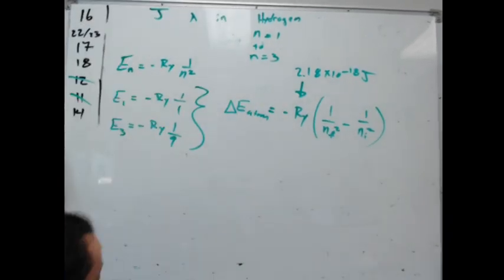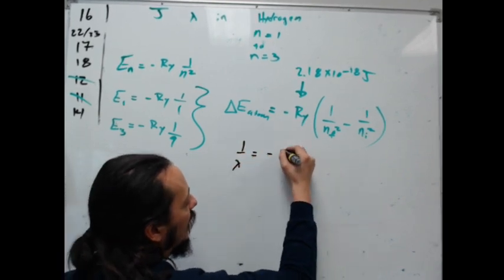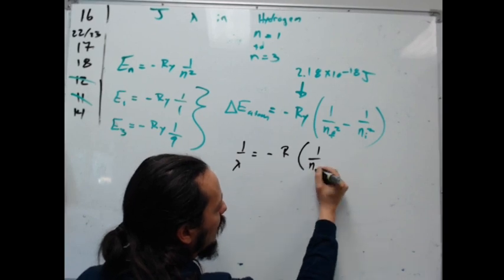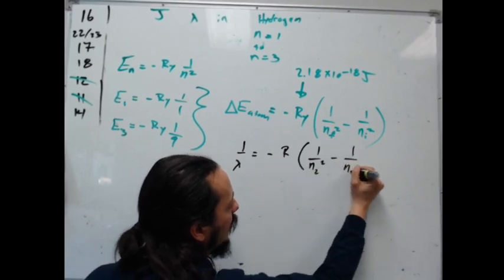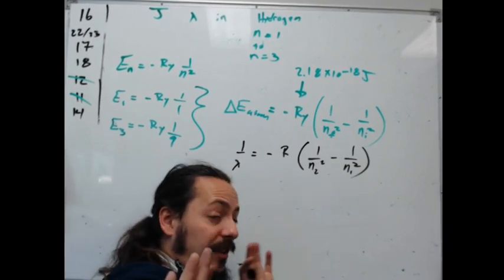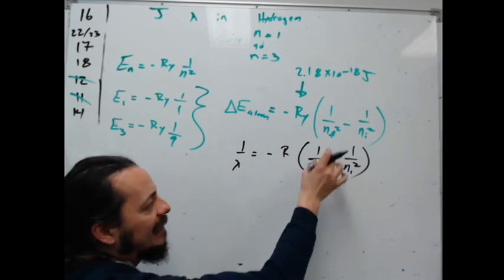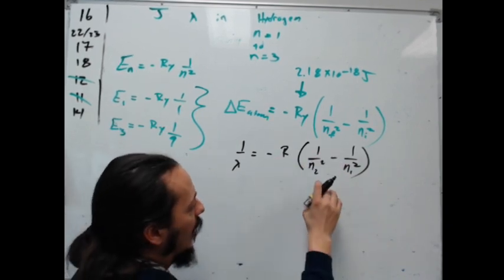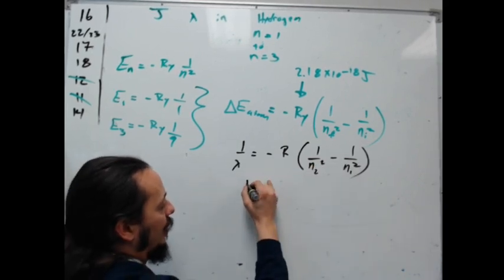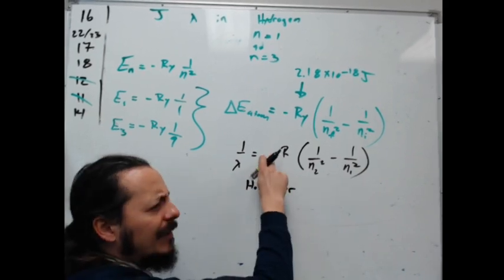The other version of the Rydberg equation is 1 over lambda equals negative R times 1 over n2 squared minus 1 over n1 squared. Why is it 1 and 2? I try to make it explicitly different, right? Final initial doesn't really matter. I mean, it's still final initial. This would be your second n, this would be your first n. Here's the catch, though. Oh, and no negative sign, actually.